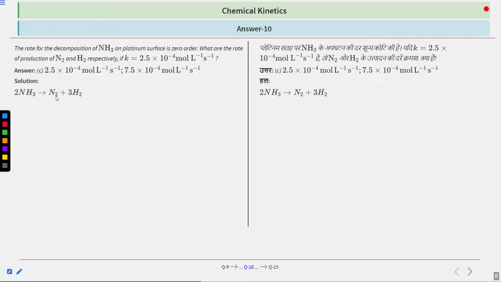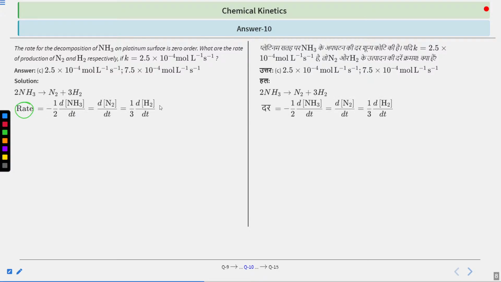So this is our equation for the decomposition of NH3. So we have taken the reverse of the formation of ammonia. Now we can write rate is equals to, this thing I have already told you, that rate is equals to minus 1 by 2 dNH3 by dt. Since your coefficient is 2, we have divided this by 2. Here is our coefficient 1, so we don't need to divide it by anything. Negative sign is for reactant and not for product. And here your coefficient is 3, so we have divided by 3. So change in concentration of H2 by dt.